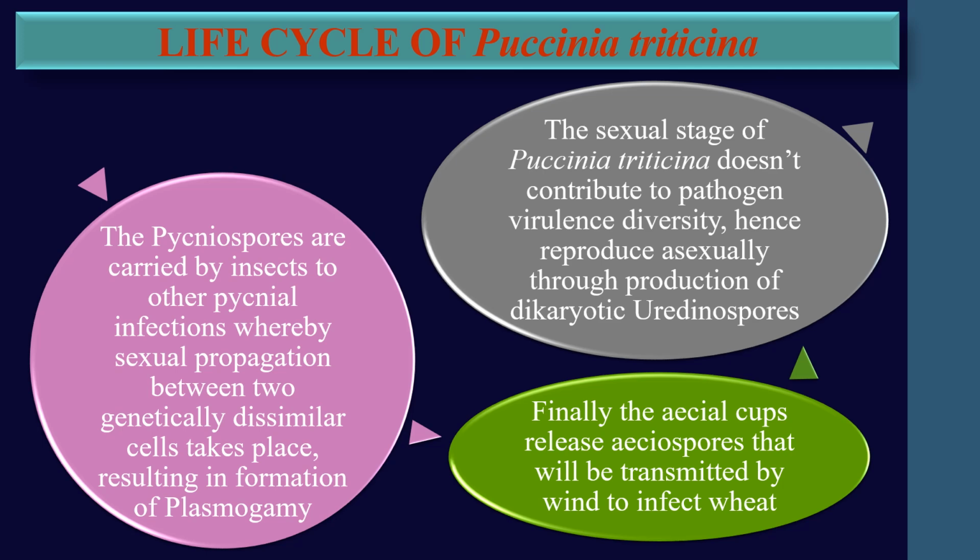The sexual stage of Puccinia triticina doesn't contribute to pathogen virulence diversity, hence it reproduces asexually through the production of dikaryotic urediniospores.